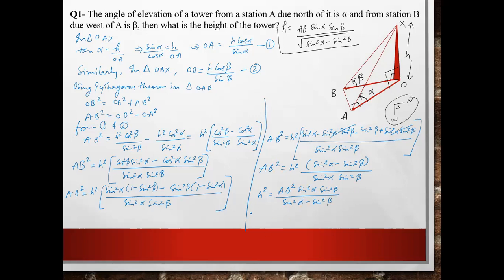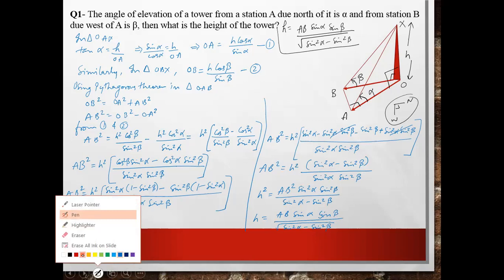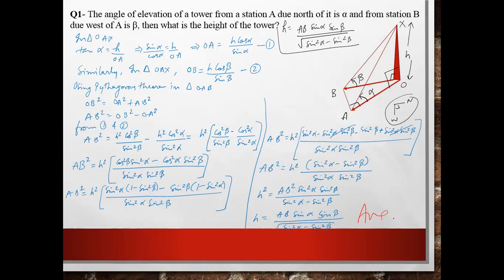All right. Take square root both sides, so you'll get h as AB sine alpha sine beta upon under root sine square alpha minus sine square beta. All right. So this is our final answer over here. Hence proved. If it's asked in terms of proving, you can prove it like this, or if it's asked the height of the tower, you can calculate it like this. All right. This was the first question.